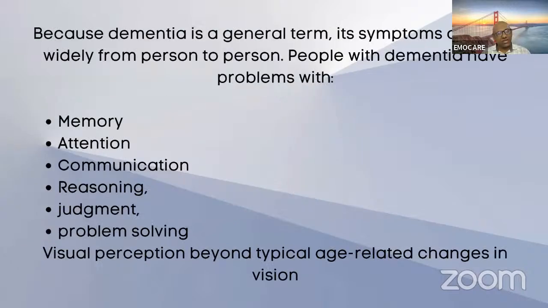Because dementia is a general term, its symptoms can vary from person to person. People with dementia have problems with memory, attention, communication, reasoning, judgment, and problem solving, and with visual perception beyond typical age-related changes in vision. So visual perception also may change.